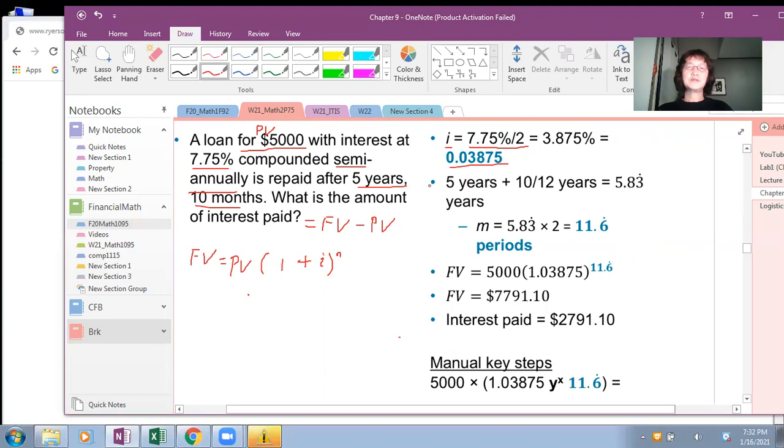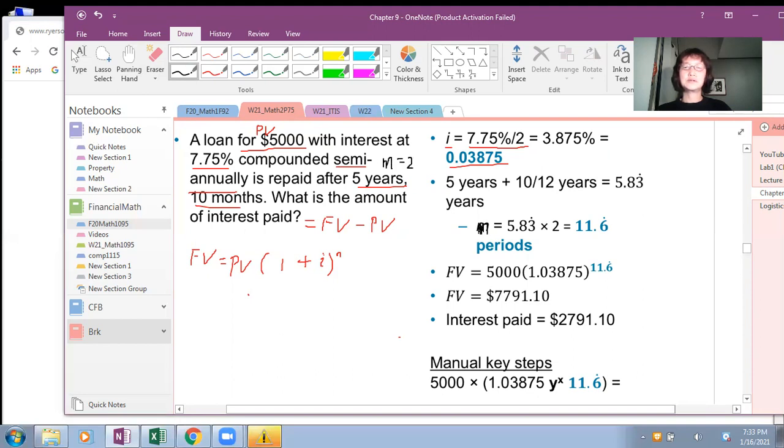Next, we need to figure out what is the term n. There is a typo here. This should be term n, not mn. A typo. This is term n, not m. m should be equal to 2 because it is compounded semi-annually. m equals 2.